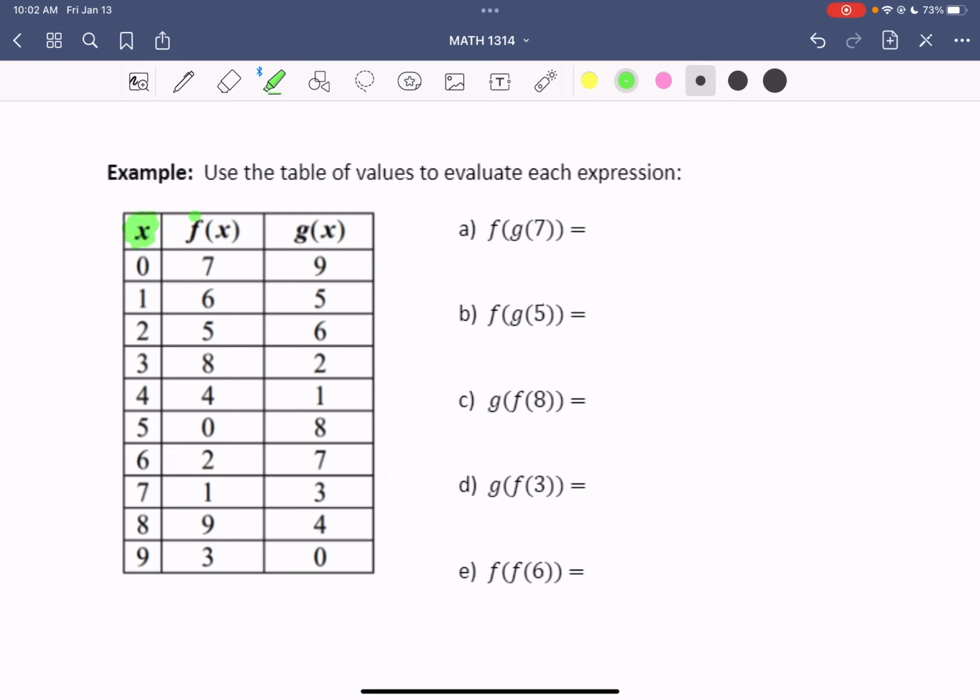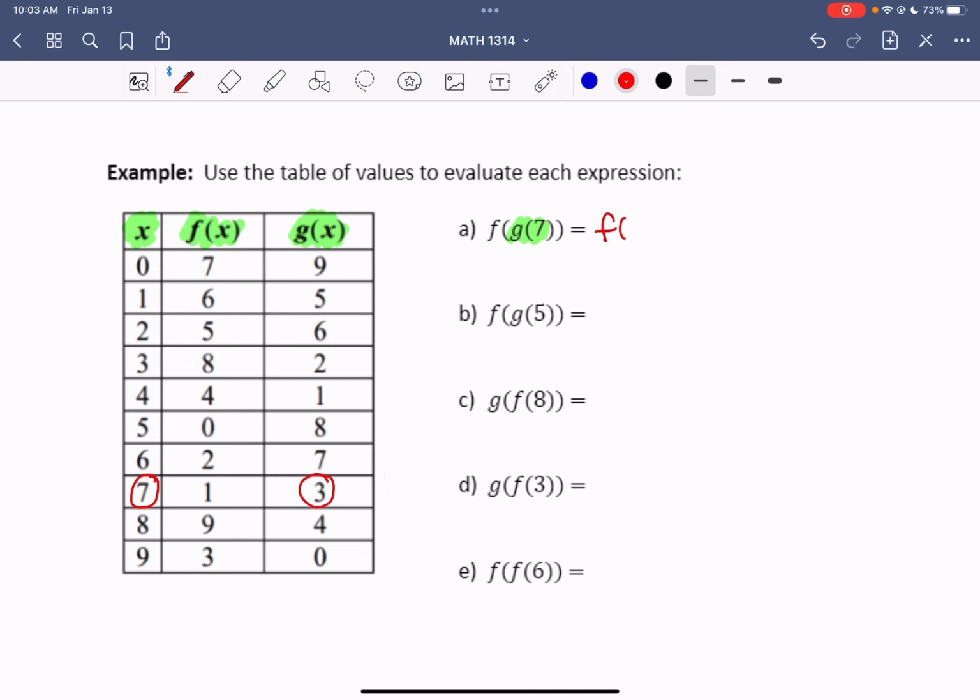The x values are paired with this f of x value, or it's paired up with this g value. So instead of having two separate tables, they have one large table. But we're going to do the same process. We're going to start with this inner part here. We're going to say, okay, what is g of 7? So you go to 7 on your x and go to its g value, which is 3.